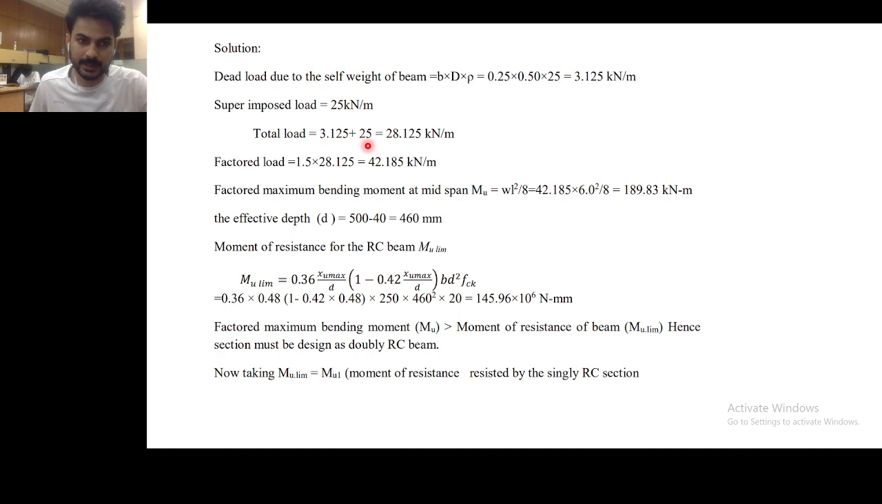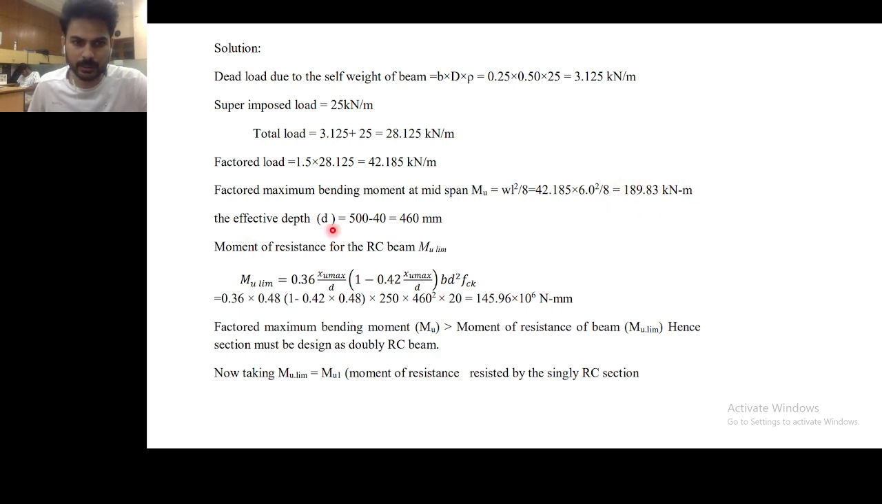But for the design, we will always consider the factored load, that we will always multiply by 1.5, and we will consider the extra as per the design rules. So the factored maximum bending moment for the mid span we can directly calculate, because it is a simply supported beam. Directly the formula for the UDL is WL square by 8. By putting that, we will get the factored maximum bending moment.